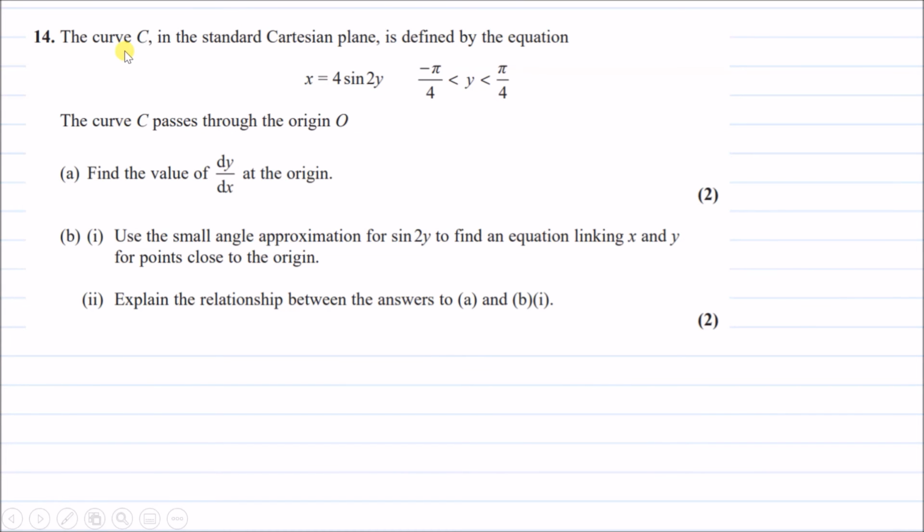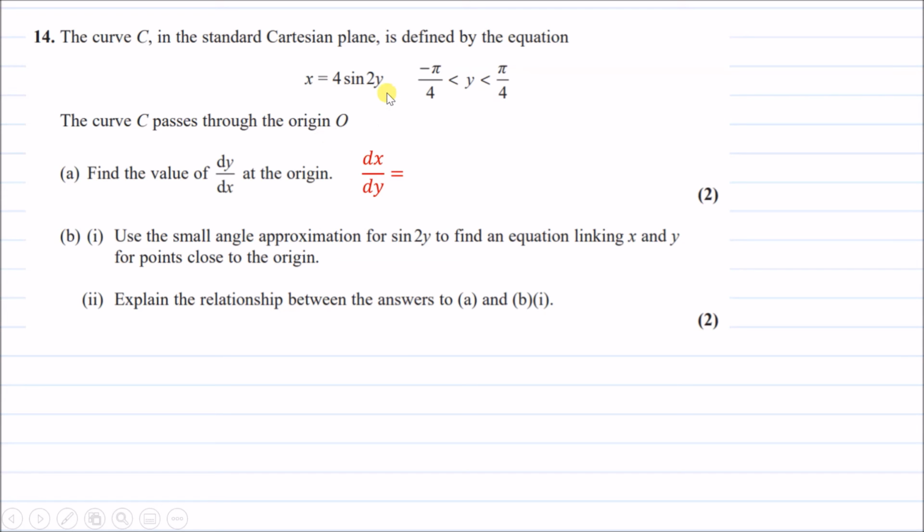So we have a curve C in the standard Cartesian plane and is defined by the following equation. Okay, so notice that now x is the subject. It's usually y, yeah? So we need to be careful with that. It says that the curve C passes through the origin. So we know it passes through the point 0, 0. Find the value of dy over dx at the origin. Okay, so this is dx over dy. We can't do dy over dx directly. We can only do dx over dy. Yeah, so that's what we want to do.